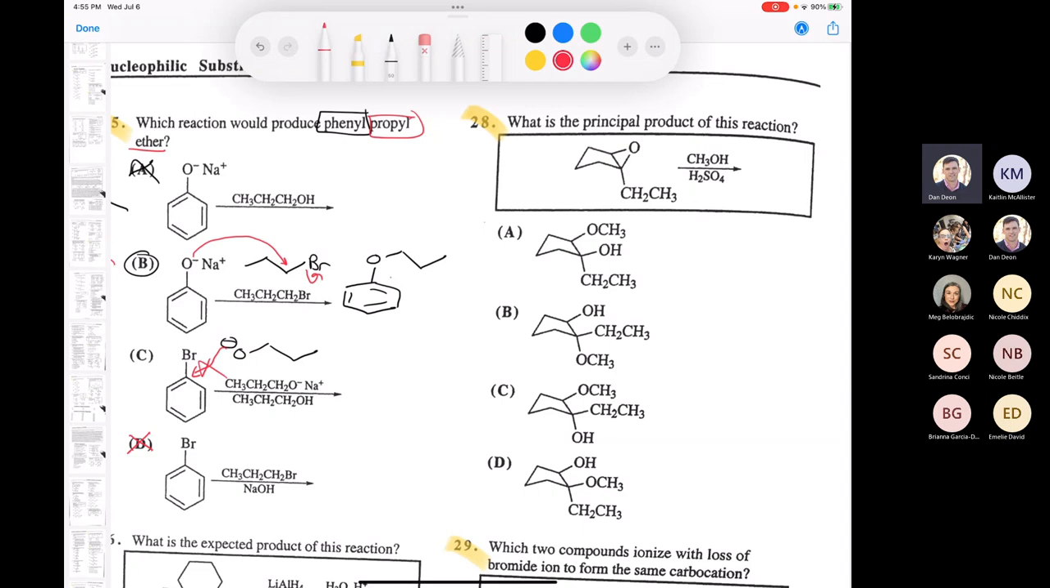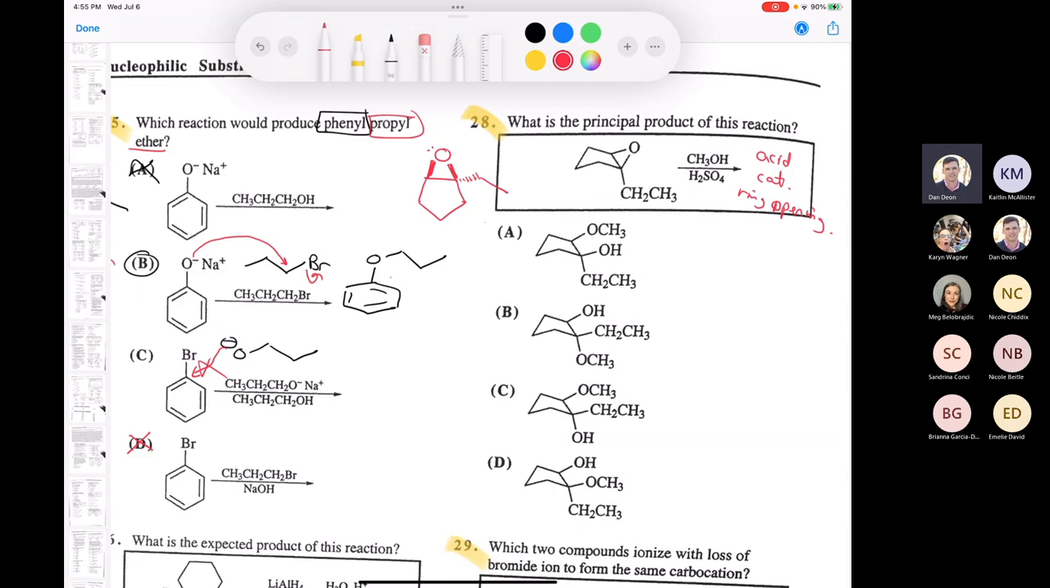So what I'm going to do is draw this compound right here. So we've got a 5-membered ring, and then you've got the epoxide pointing up like this. And then you've got your ethyl group that's going down. So CH2, CH3, like that. But notice this is an acid catalyzed ring opening. And what did we say about an acid catalyzed ring opening?